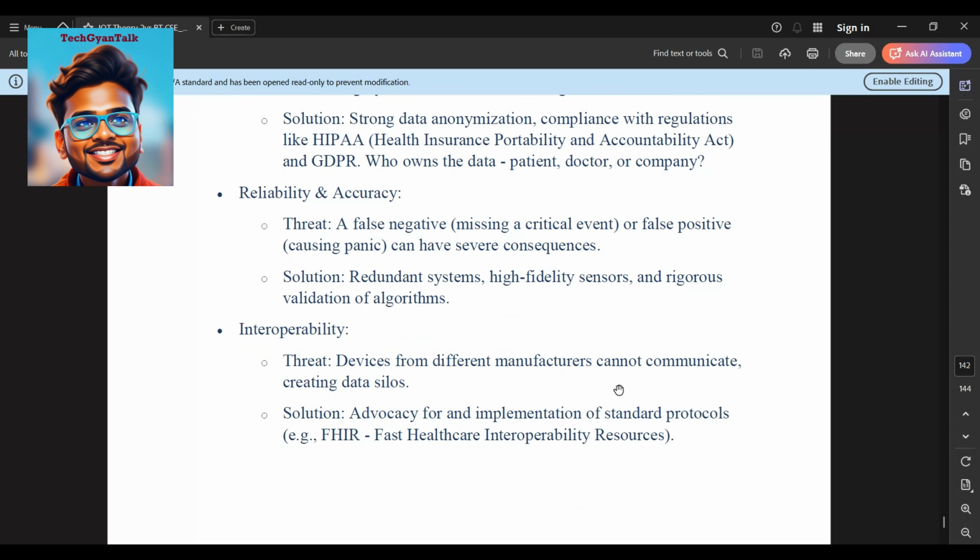Reliability and accuracy: the threat is that a false negative, missing a critical event, or a false positive causing panic can have severe consequences. The solution is redundant systems, high-fidelity sensors, and rigorous validation of algorithms. Interoperability: the threat is that devices from different manufacturers cannot communicate, creating data silos. The solution is advocacy for and implementation of standard protocols, for example FHIR, or Fast Healthcare Interoperability Resources.